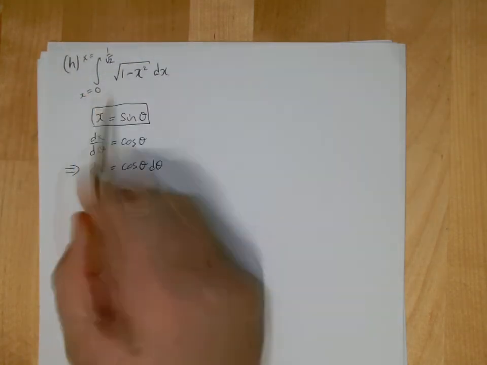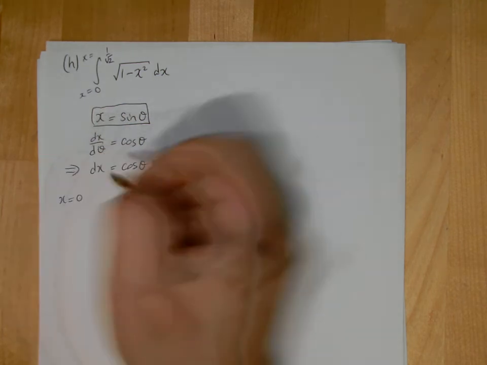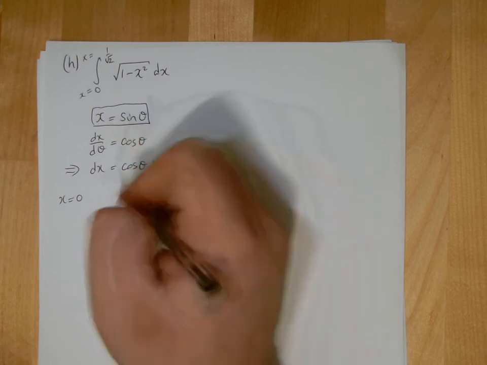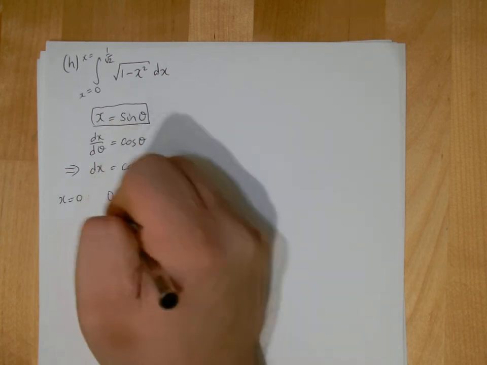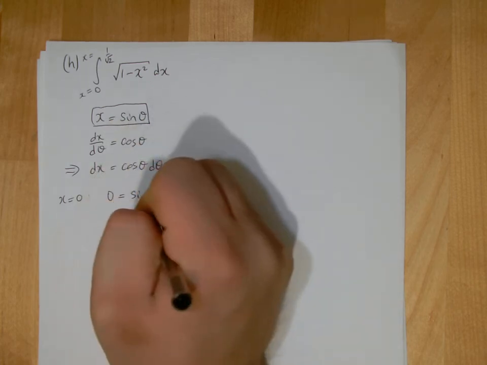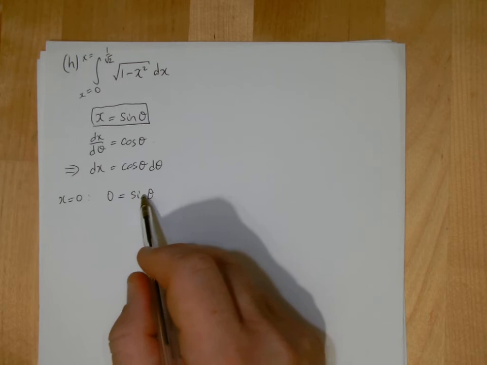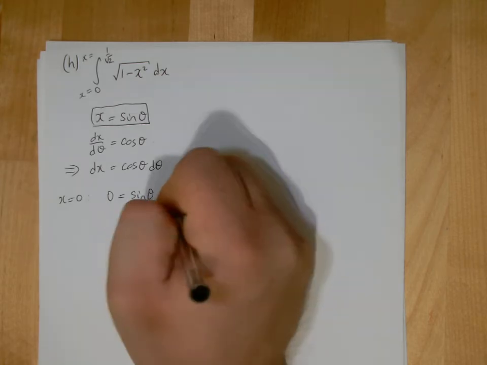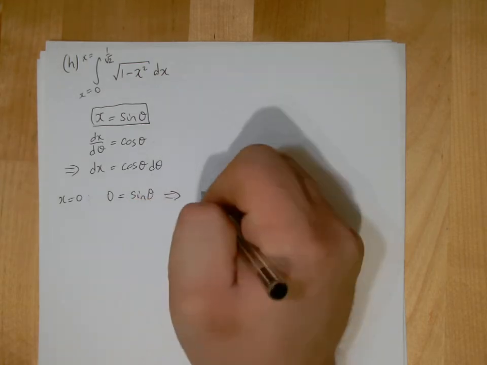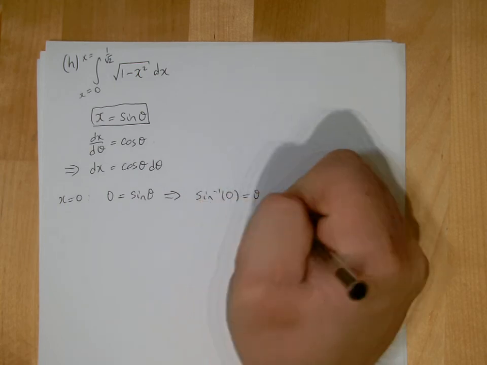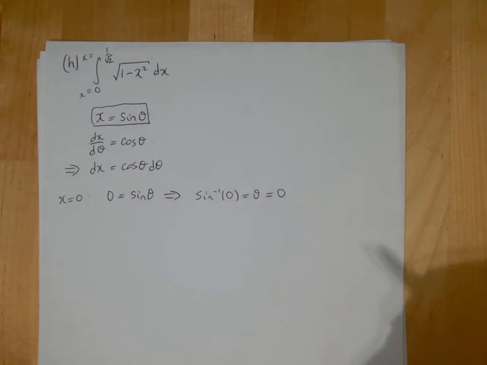So in the case when x is 0, put it in there, you have 0 equals sine theta. And then you just have to work out what theta is from there. You might know what that is straight away, or you could take the sine over and do sine to the minus 1 of 0, which will equal theta. And of course that just comes out to be 0.